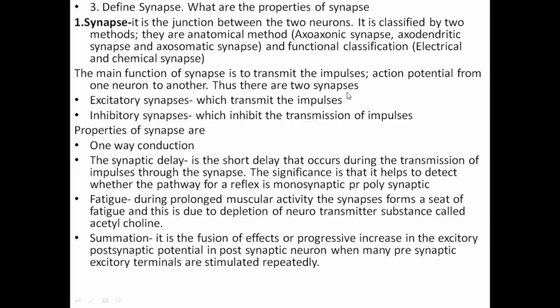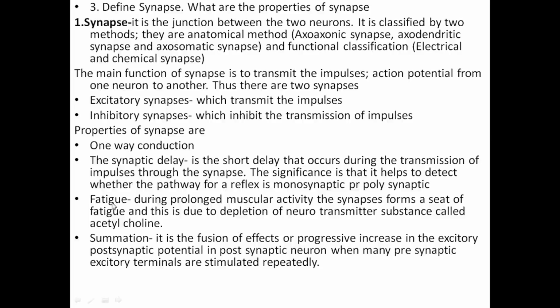Thus, there are two types of synapse: the excitatory synapse which transmits impulses, and the inhibitory synapse which inhibits the transmission of impulses. The properties of a synapse: the first is one-way conduction. Second is synaptic delay. It is the shortest delay that occurs during the transmission of an impulse through the synapse. The significance is that it helps to detect whether the pathway for a reflex is monosynaptic or polysynaptic.